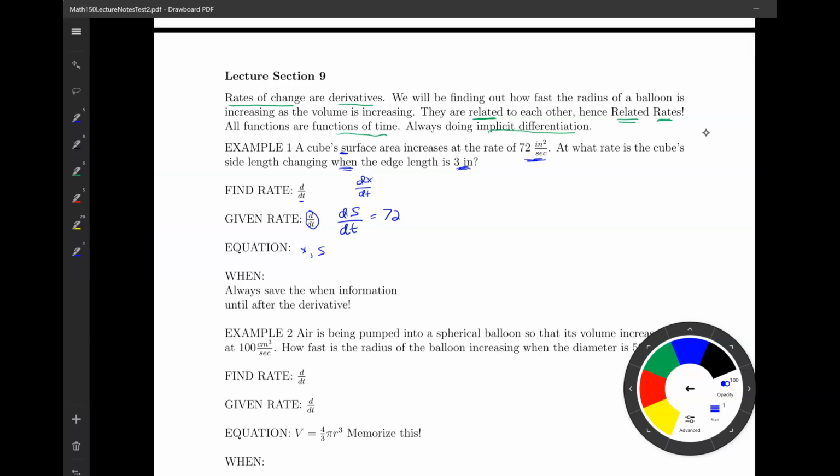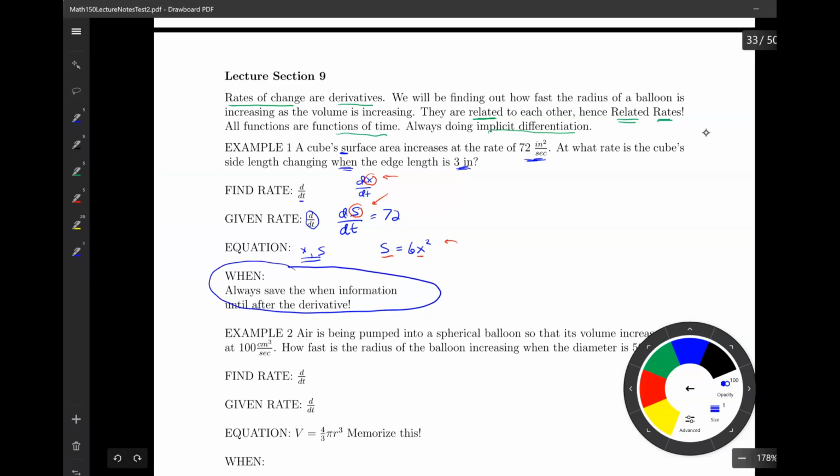So what am I looking for? So S is the surface area. So surface area is 6 sides of area x squared each. Okay, so those letters have to be in. So again, let me emphasize, x and S have to be in my equation. So whatever letters you put here, you have to have in here. Okay, the when information, you're always going to save until after the derivative. So I'm going to encourage you to even circle it. So when the edge length is 3 inches, so when x is equal to 3.